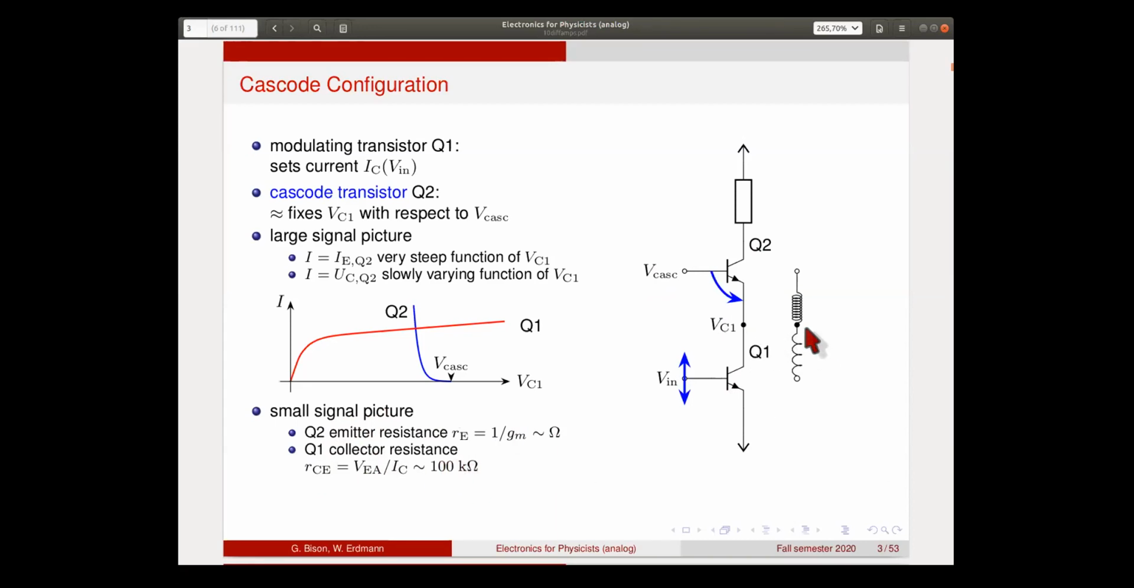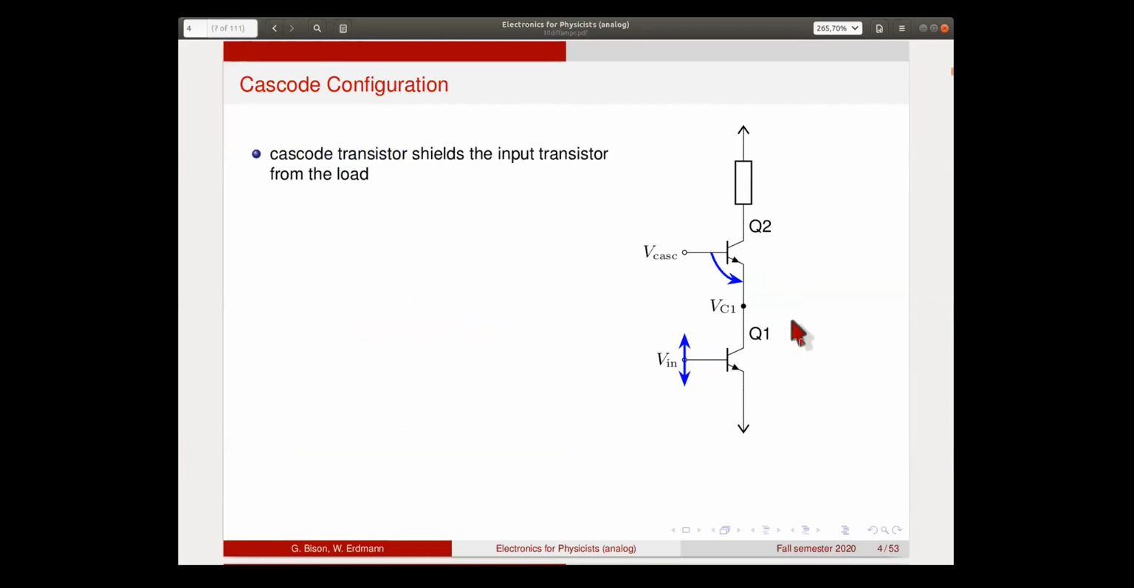So here we have this voltage divider, or if you want, you can look at it as two springs. This is a very stiff spring, and here you have a very loose spring. So it's basically wherever you move this point, this one has to follow, while the lower transistor has very little impact on the potential here. So this means that the cascode transistor shields the input transistor from what the load does.